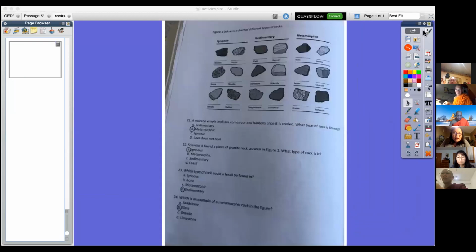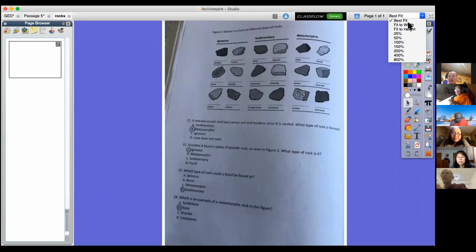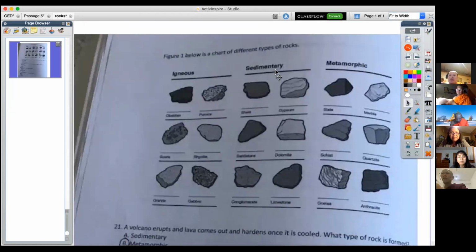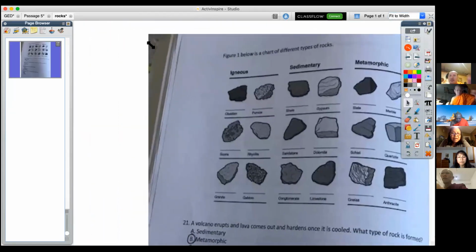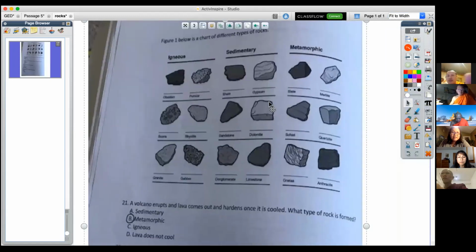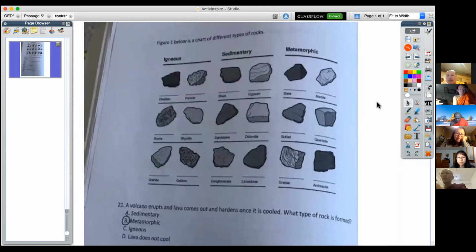Oh, okay, I see. So these rocks right here are igneous, and these are sedimentary, and then metamorphic.